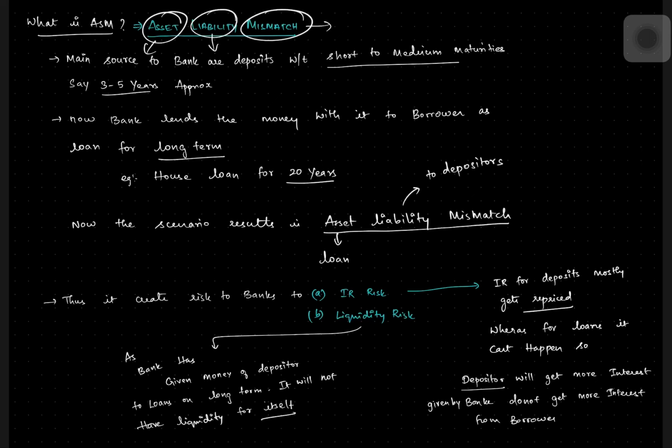So, when you own something, then it is called an asset, and when you are responsible for something of others that is with you, then you are liable to that person. That means you are responsible to that person. And mismatch is between what you own and what you are responsible for to the other person.